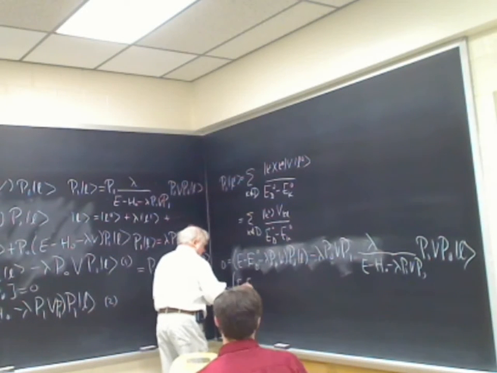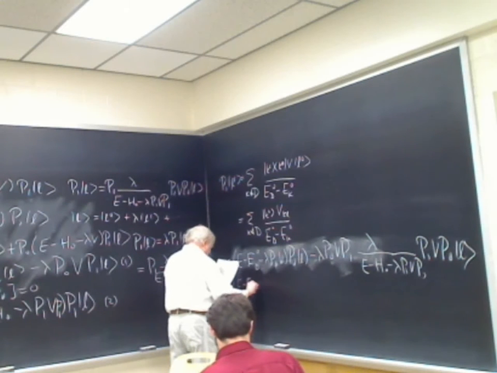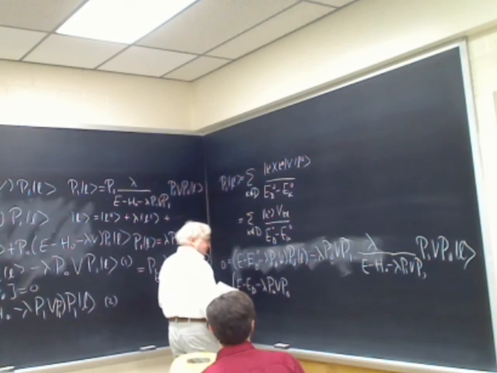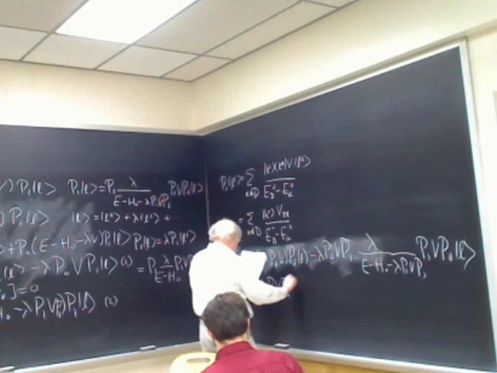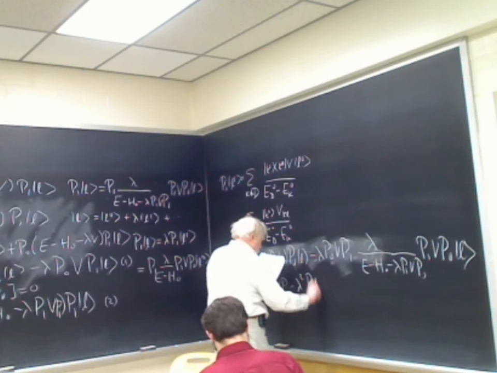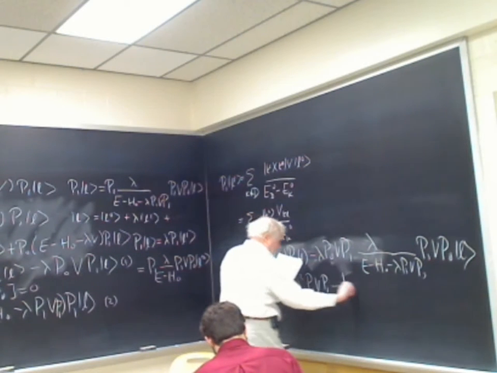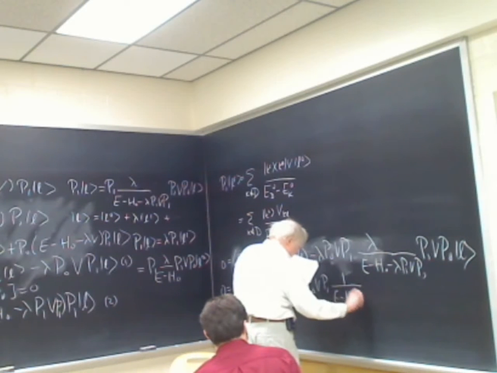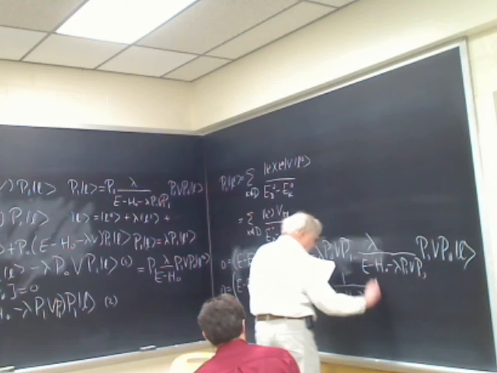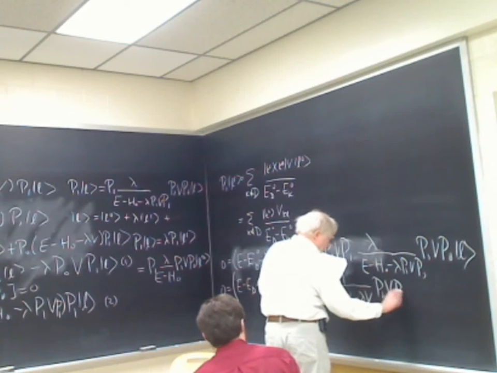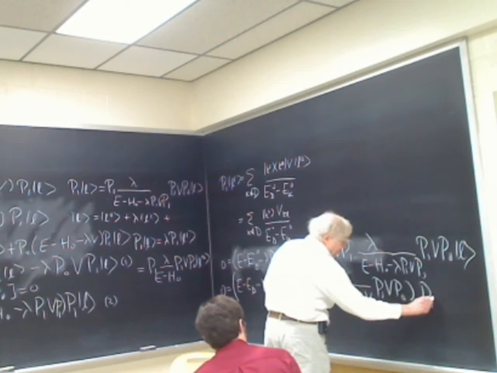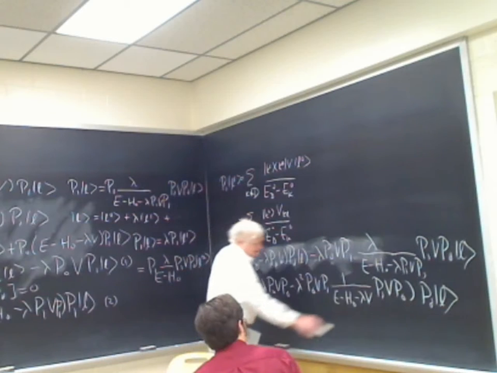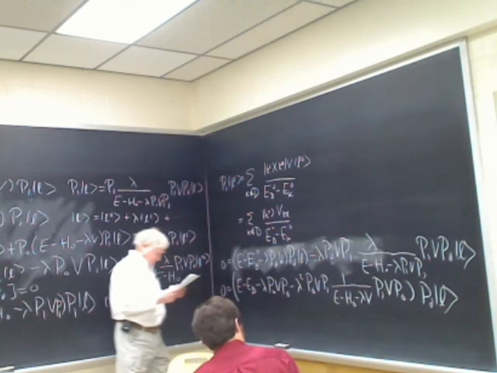E minus ED0, minus lambda P0B P0, minus lambda squared P0B P1 1 over E minus H0 minus lambda B P1B P0, all on P0L. Obviously, we're going to ignore that in a moment.